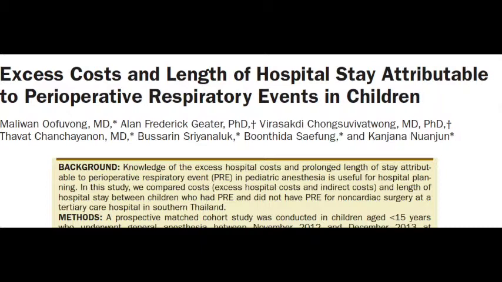The authors describe a prospective, matched cohort study of the economic costs associated with a perioperative respiratory event, desaturation, laryngospasm, bronchospasm, reintubation, in children undergoing anesthesia in Thailand. The results of their analysis are summarized in the article Excess Costs and Length of Hospital Stay Attributable to Perioperative Respiratory Events in Children that was published in this month's issue of Anesthesia and Analgesia.